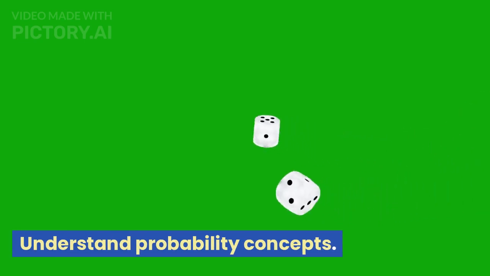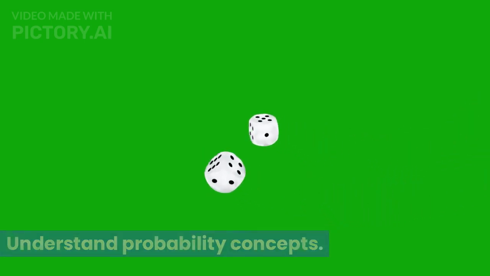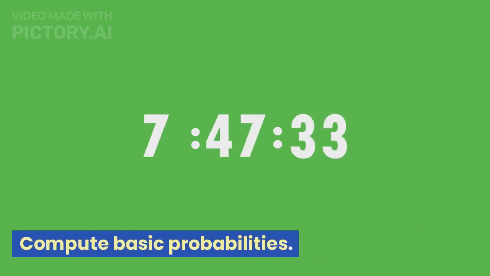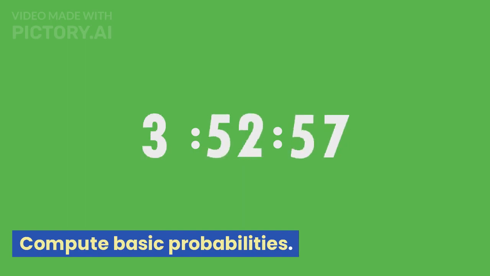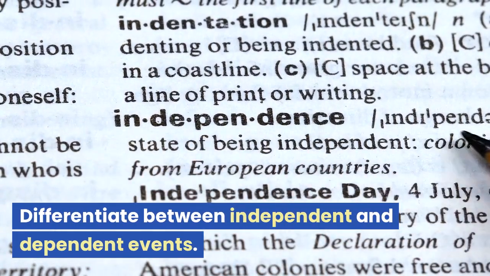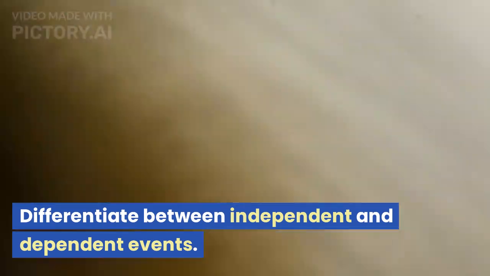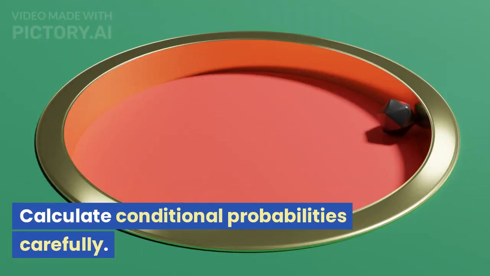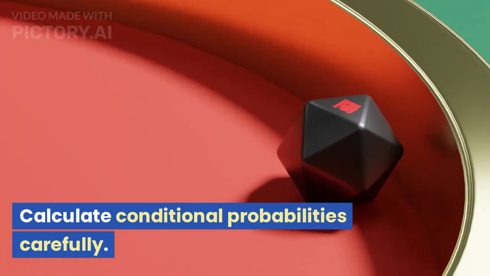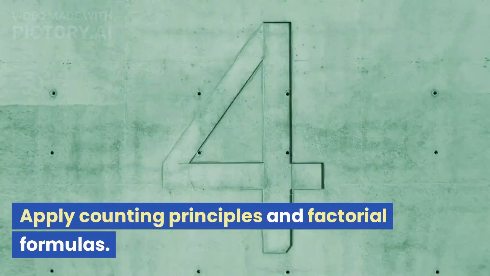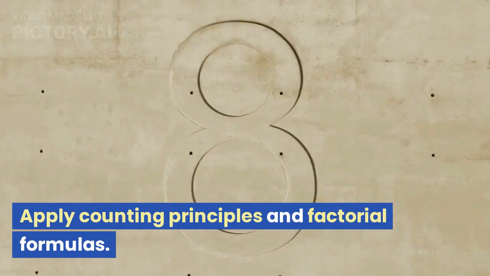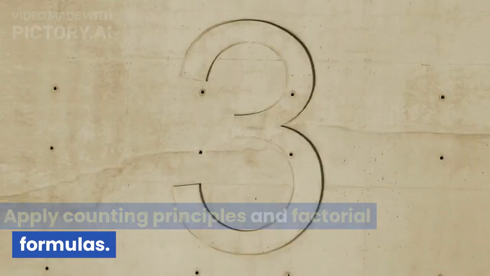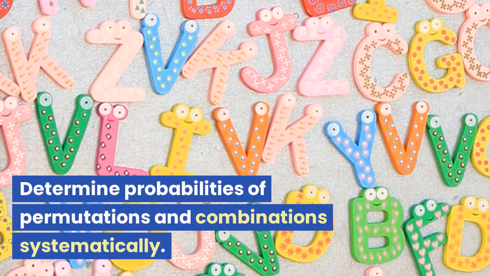Understand probability concepts. Compute basic probabilities. Differentiate between independent and dependent events. Calculate conditional probabilities carefully. Apply counting principles and factorial formulas. Determine probabilities of permutations and combinations systematically.